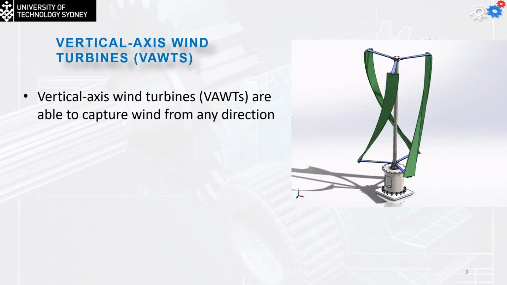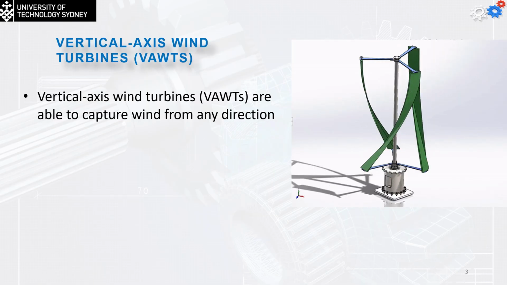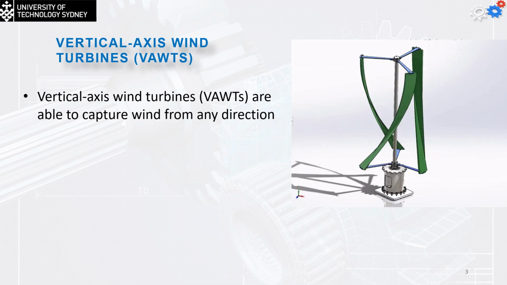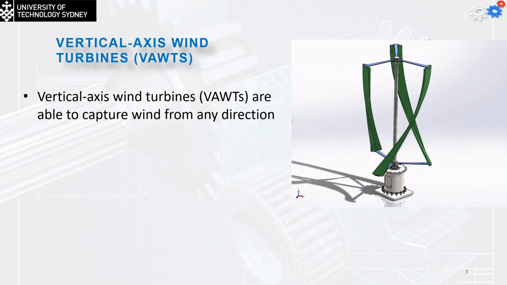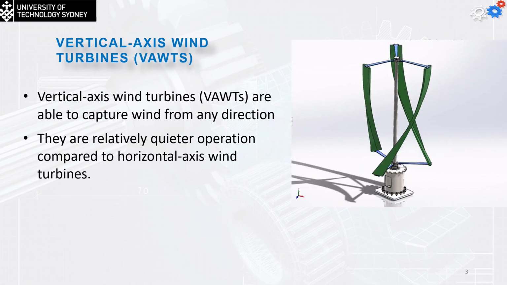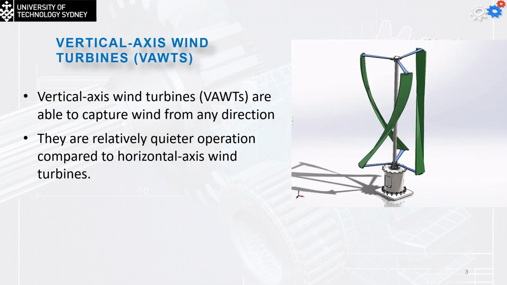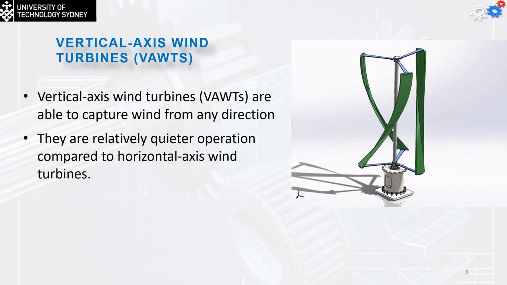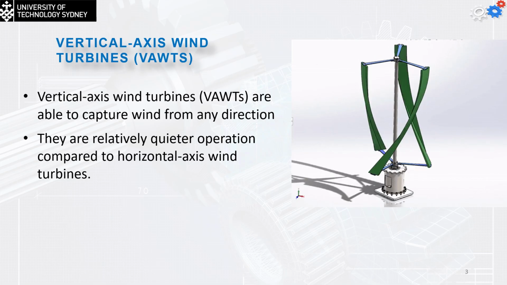The vertical axis wind turbines are able to capture the wind from any direction, unlike the horizontal axis wind turbine that needs to rotate with the direction of the wind. They have relatively quieter operation compared to the horizontal axis wind turbine, and that makes them available to be used even within the buildings or over the top of the houses.